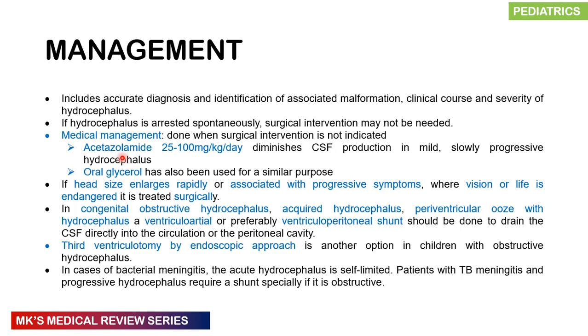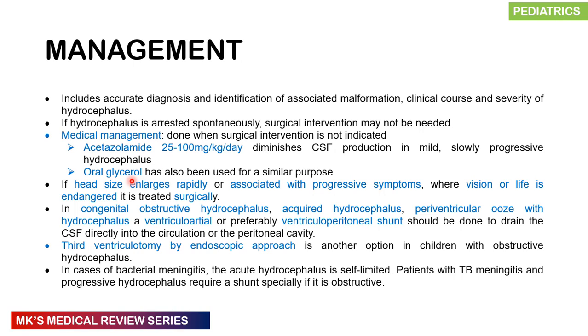So we can give a drug that's known as acetazolamide, 25 to 100 milligrams per kg per day, and this is meant to decrease the production of CSF. This is important in mild and slowly progressive hydrocephalus. We may sometimes give oral glycerol, which has a similar purpose to acetazolamide.